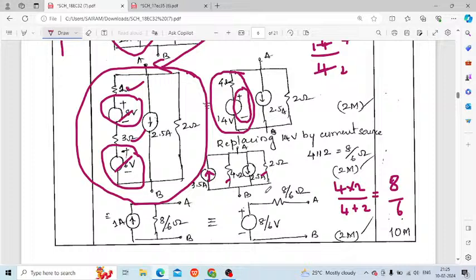3.5 minus 2.5. So let me do that. 3.5 minus 2.5 is yielding me 8 by 6 volt, students. Just a minute, I'll just check this without fail. This is coming, so here it is. Okay, here it is students.